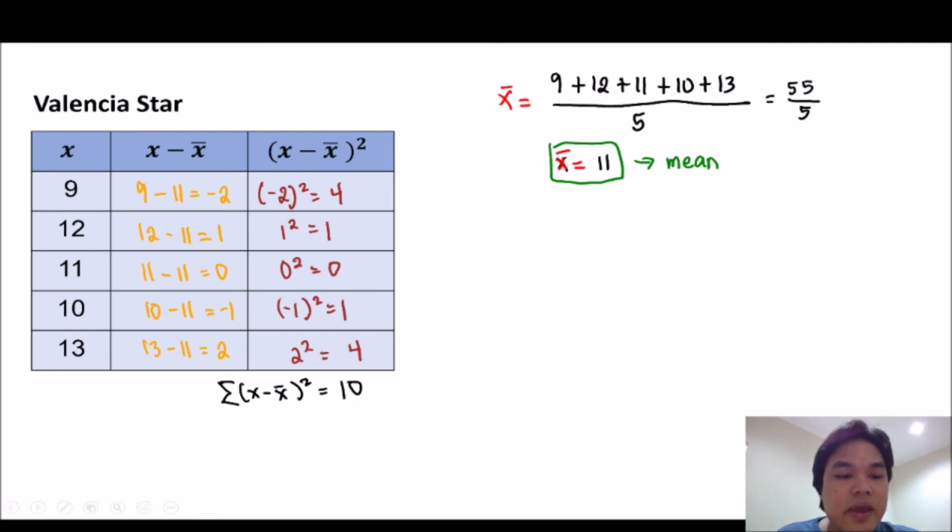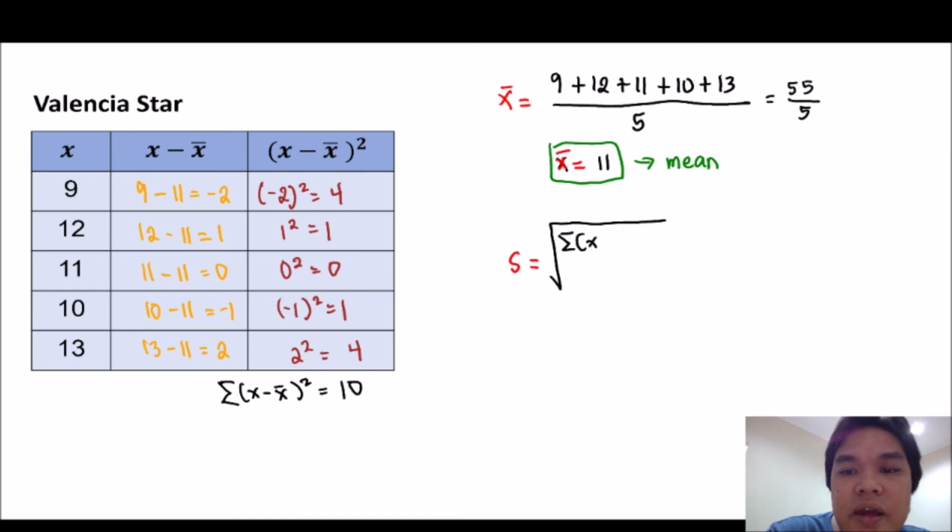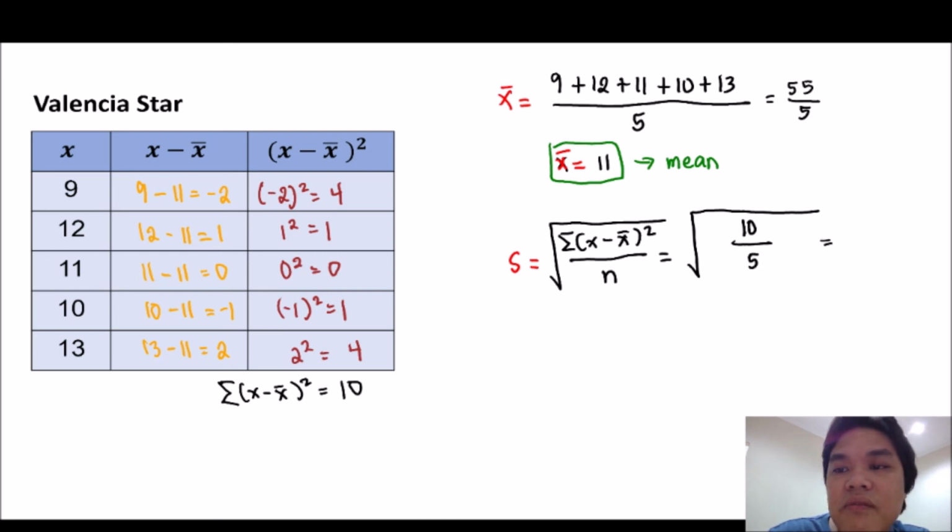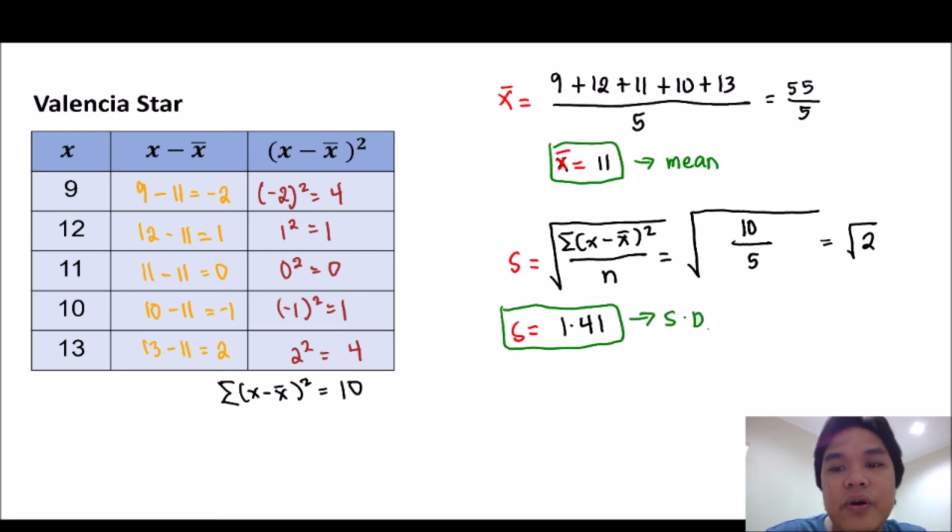Okay. Then plugging it in the formula for standard deviation. So the square root of the summation of x minus x bar squared all over n. So the sum of all the squared deviations is 10 divided by 5, so that gives you the square root of 2. Converting the square root of 2 to decimal, the square root of 2 is 1.41. So your standard deviation for Valencia Star oranges is 1.41 and the mean is 11.